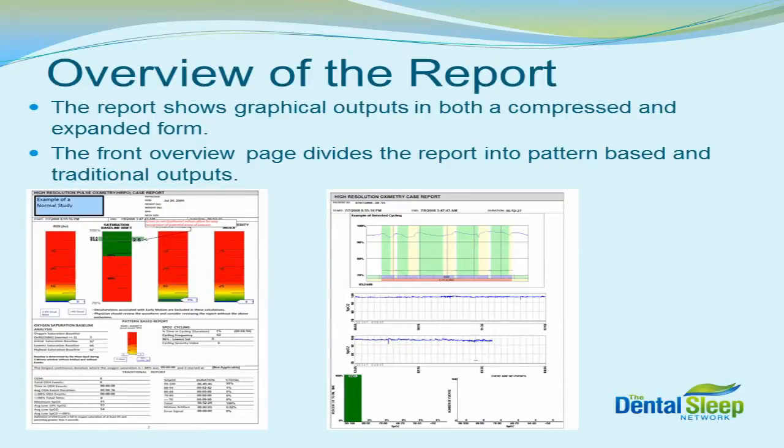The report on the patient has graphical input, both in a compressed and expanded form. Compressed format is on the first page and includes 5 key graphs that we'll review in more detail later. There are also several pages of expanded data. This information will not be covered in this module. The front overview page divides the report into pattern-based and traditional outputs.